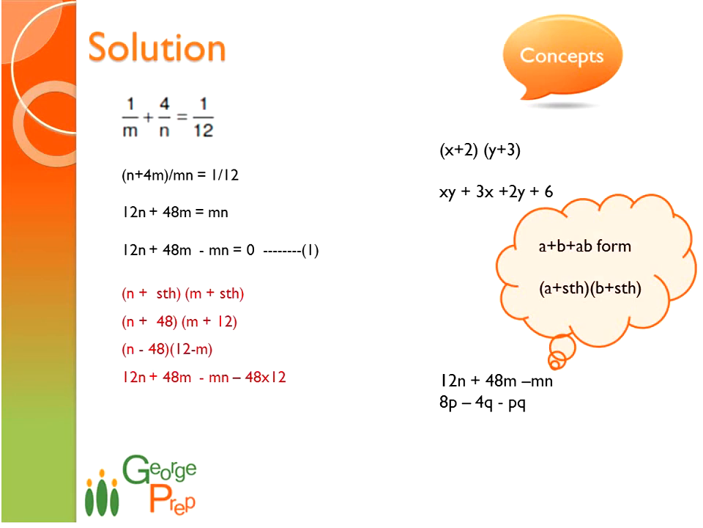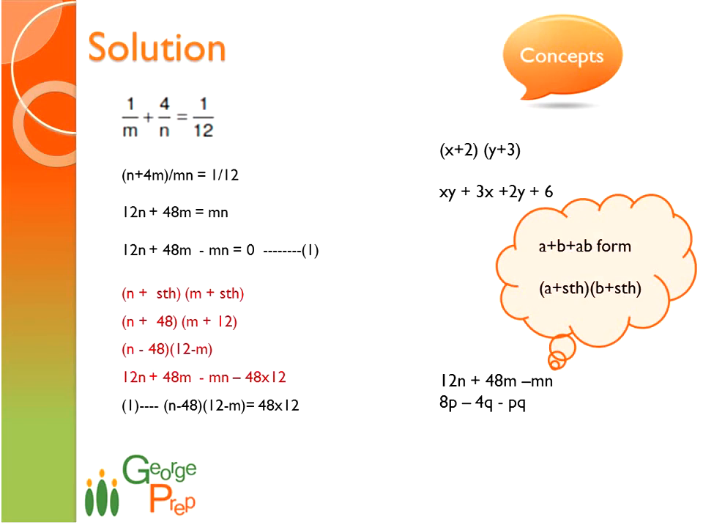Now have a look at the first equation that we got: 12n plus 48m minus mn is equal to 0. Here we have got, after simplification, 12n plus 48m minus mn minus 48 into 12. That part is not there in the first equation, right? So when you factorize the first equation into (n minus 48) into (12 minus m), we take minus 48 into 12 to the right hand side. So we get (n minus 48) into (12 minus m) is equal to 48 into 12.